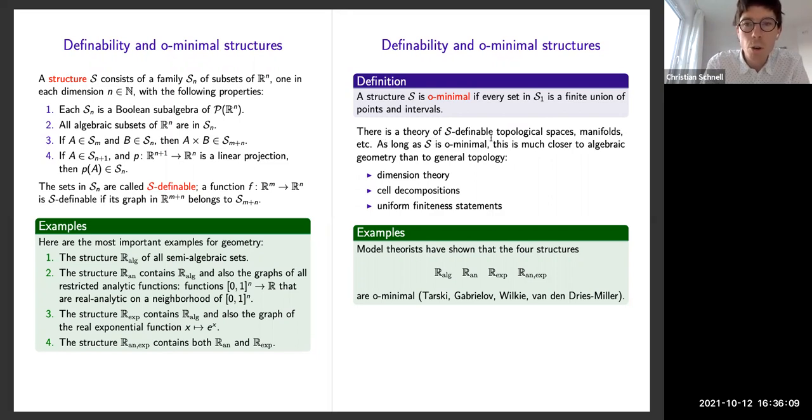And if your structure is o-minimal, then this is pretty close to algebraic geometry and not at all close to general topology. So these spaces will have well-defined dimension. You can have finite cell decompositions with very nice cells. You get these good uniform finiteness statements that you're used to from algebraic geometry, etc., etc. Okay, so you can talk about things that are more general than algebraic varieties, but you still keep a lot of the results that are familiar from algebraic geometry.